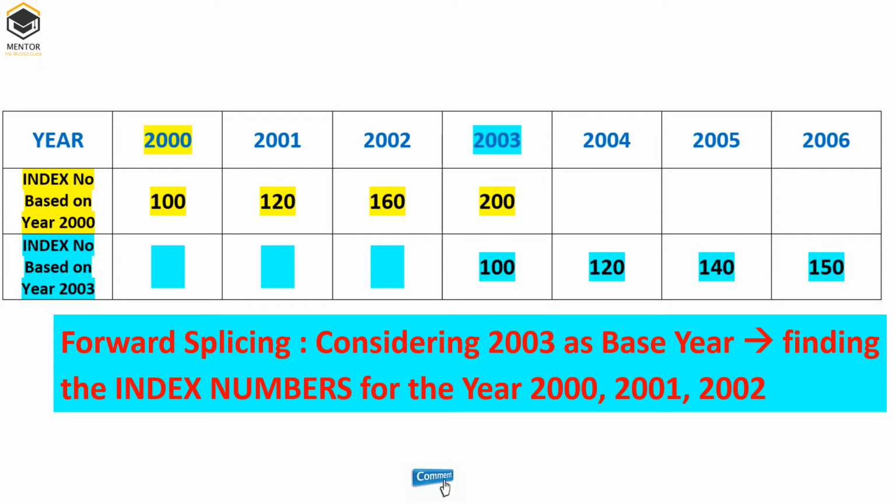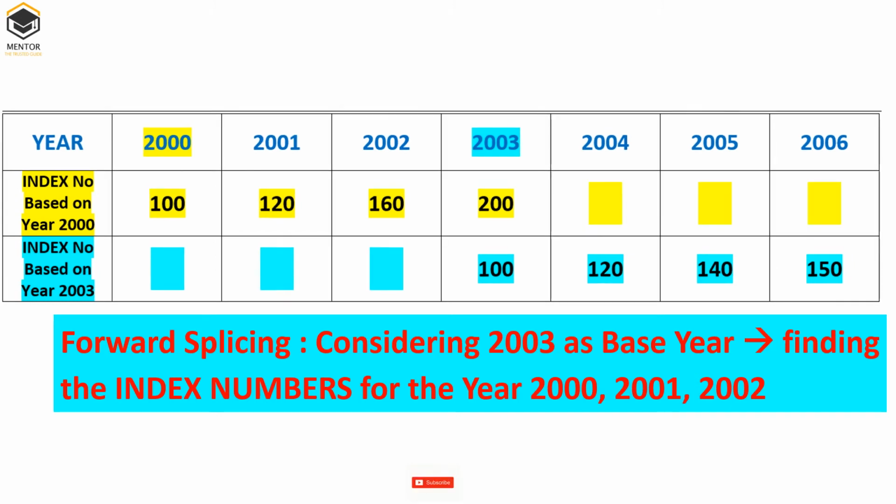If I have to find out the index number of previous years by keeping the recent year as a base, then it will be called forward splicing. Why is it forward? Because the recent year we are going to take from this study. The recent year is 2003. So by considering that recent year, if you are constructing the index number, it will be called forward splicing.